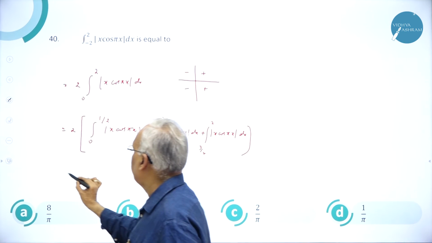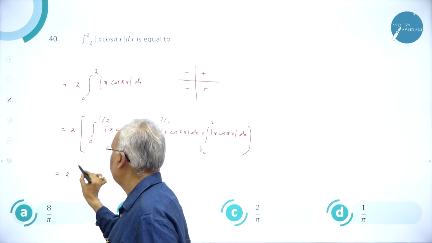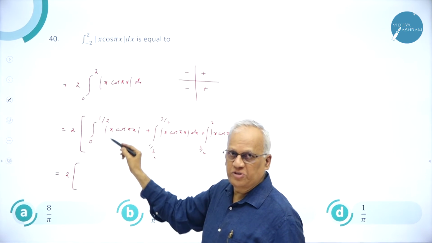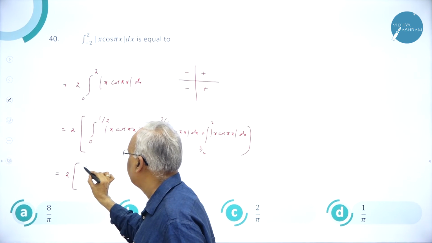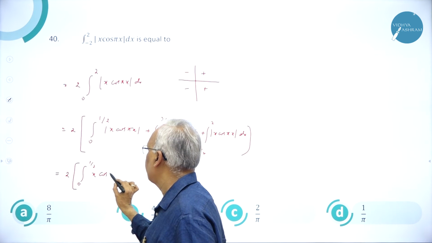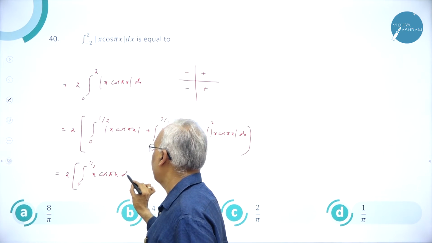Now this is equal to 2 into, mod x cos pi x between 0 and half is positive. So you write integral 0 to half x into cos pi x dx.